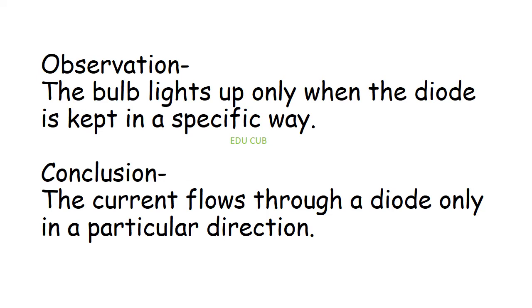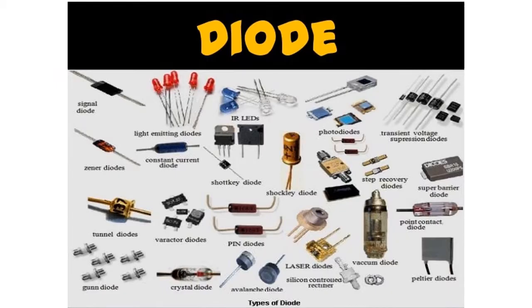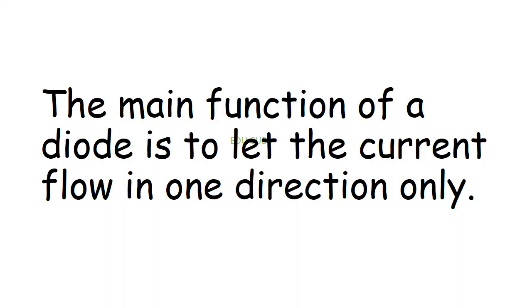So, the conclusion will be that the current flows through a diode only in a particular direction. That's why the light bulb lights up only when the diode is kept in a specific way. There are various types of diodes available in the market. Rectifying diodes are the most commonly used type. Now you can see the outer appearance of diodes. The main function of a diode is to let the current flow in one direction only.